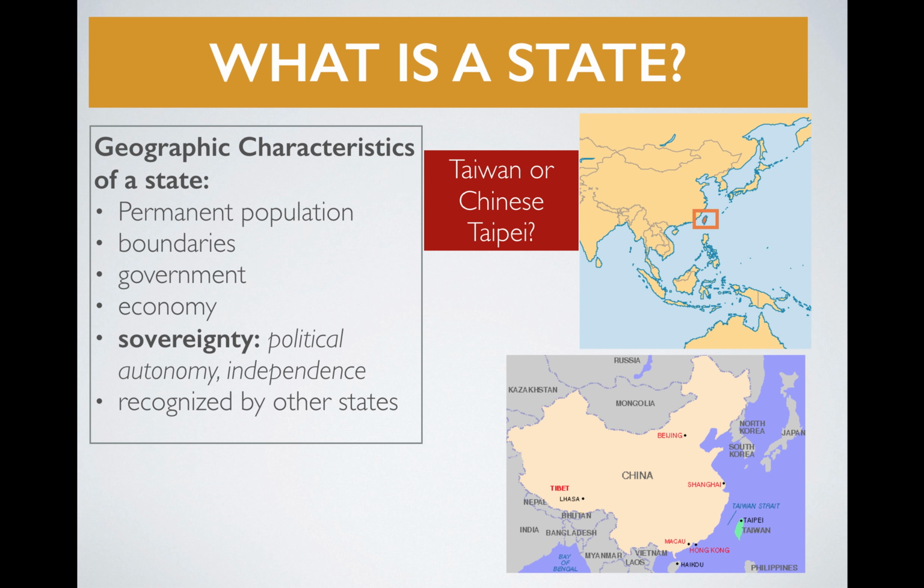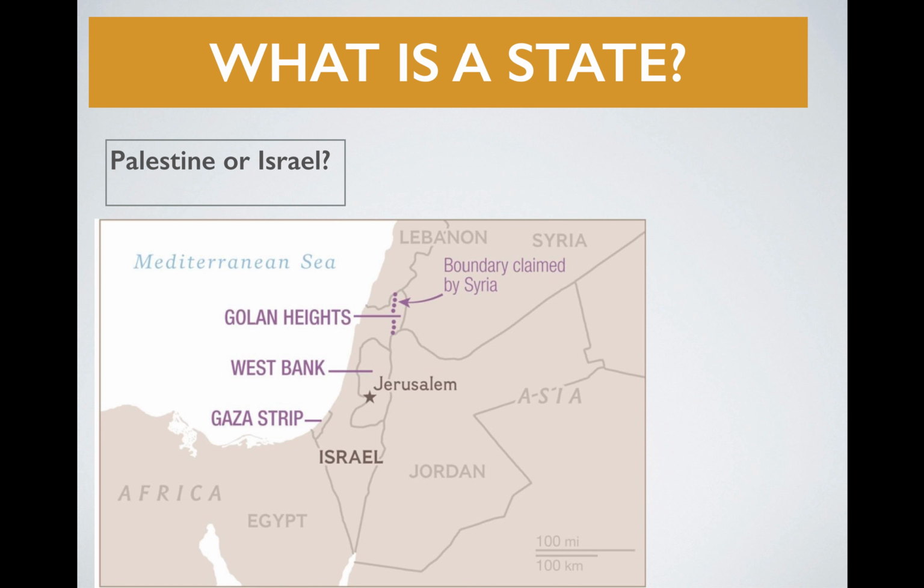For example, Taiwan. Now, the Chinese would not even agree with me identifying that island at the top right as Taiwan. They refer to it as Chinese Taipei. Well, the people of Taiwan would argue that it is in fact Taiwan, an independent area. So the conflicted relationship between the two is an example of how the definition of a state is not necessarily as concrete as we may think. Another example would be Palestine or Israel. According to the Israelis, these areas identified here would be considered Israel.